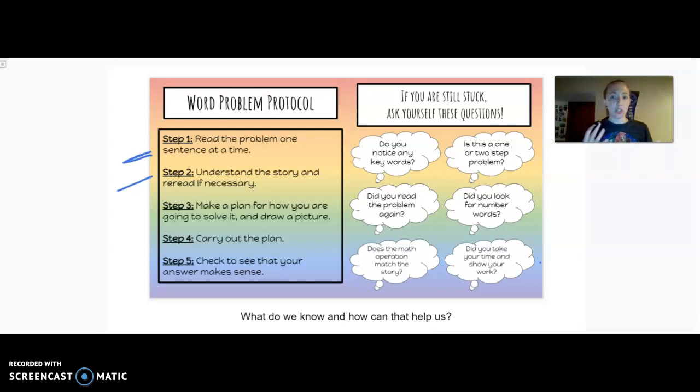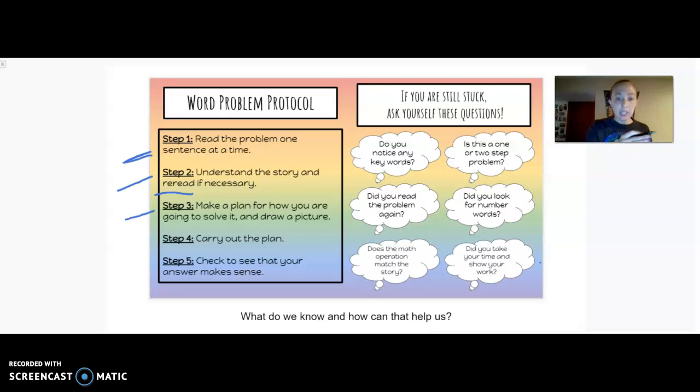Look for these keywords, because guess what? Keywords, not a great strategy, because I can use a lot of keywords with a lot of different operations. So just know you really need to understand it. So you're probably going to have to reread it to really be able to picture what's going on, okay?